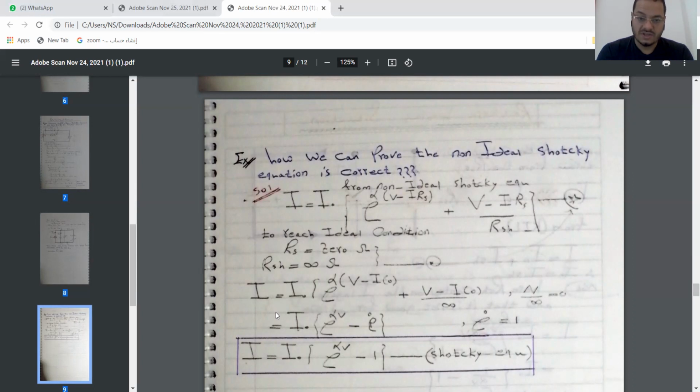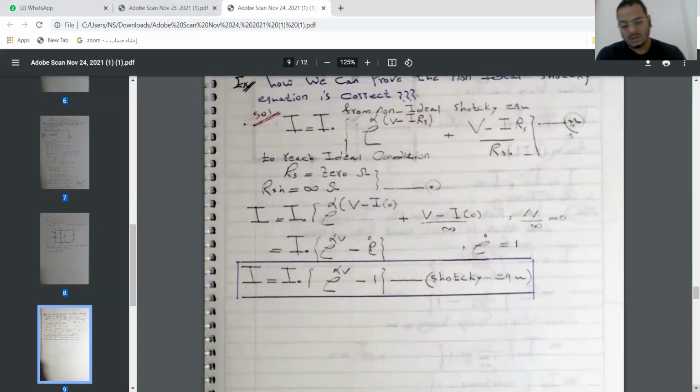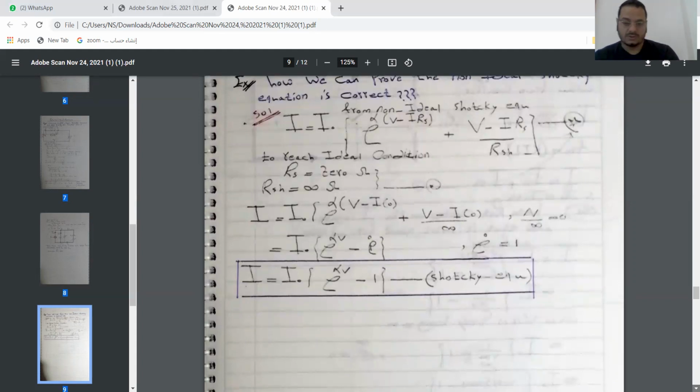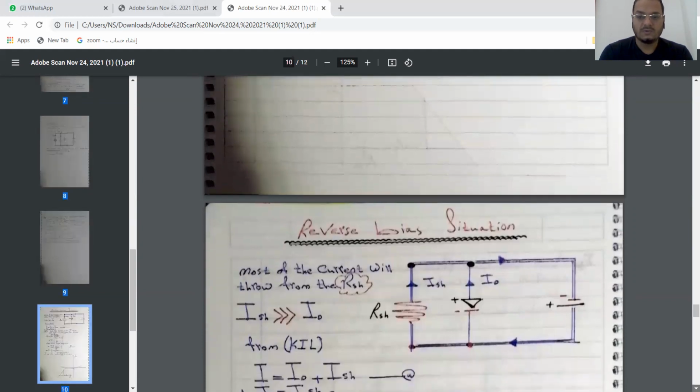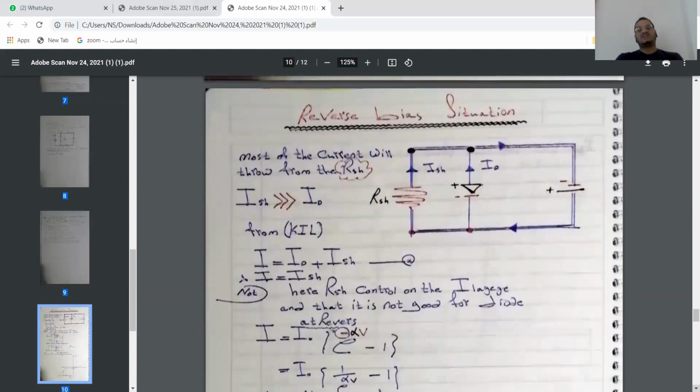Let's use the same equation. I equals saturation current times exponential alpha V minus 1, with RS put as 0, plus V minus I0 RS divided by RSH, put as infinity, and the equation will be like that. We come back again to the Schottky equation: I equals I naught exponential alpha V minus 1. That's it.